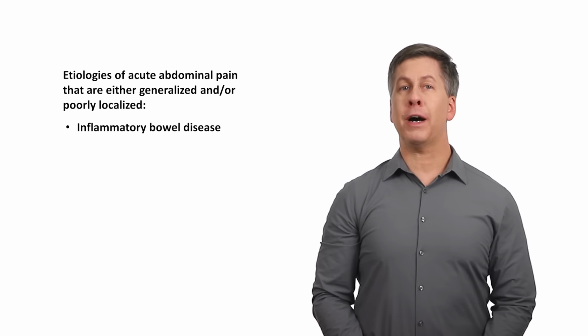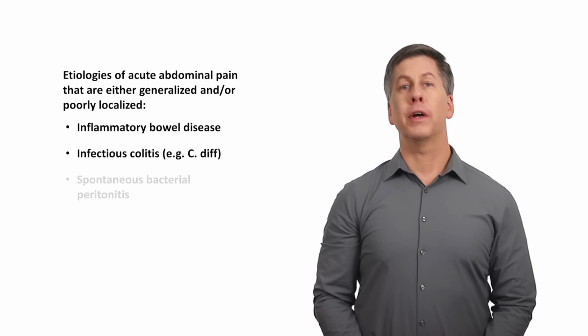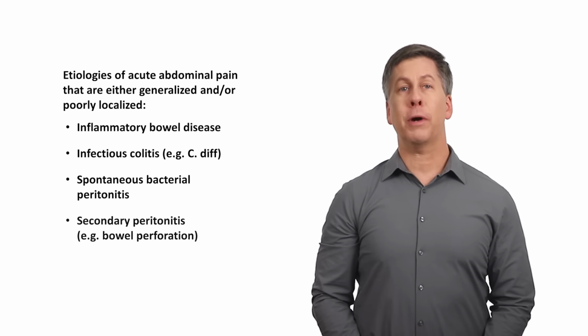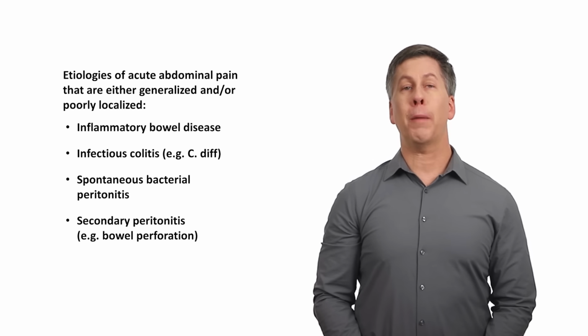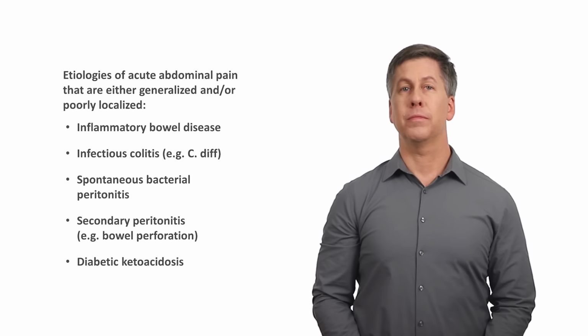There are some etiologies of acute abdominal pain that can be either generalized or poorly localized, including inflammatory bowel disease, infectious colitis such as C. difficile, spontaneous bacterial peritonitis occurring in patients with chronic ascites, secondary peritonitis, typically occurring from bowel perforation, and diabetic ketoacidosis.